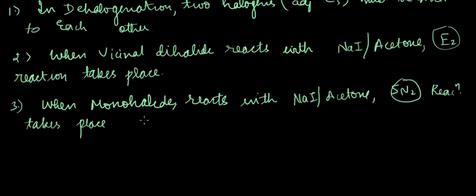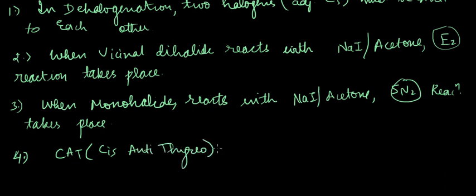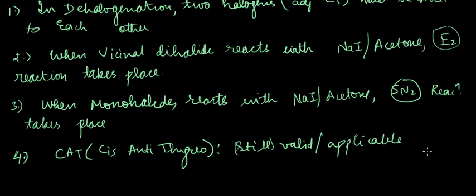And then the fourth point is, the formula of the cat, which is cis anti 3O, is still valid, or you can say applicable on dehalogenation reactions as well.